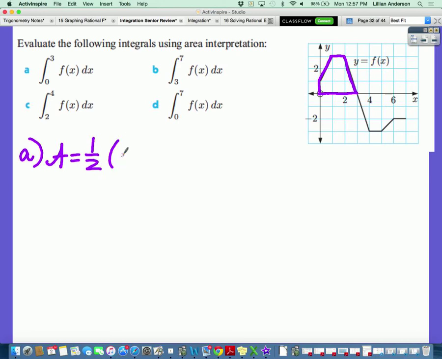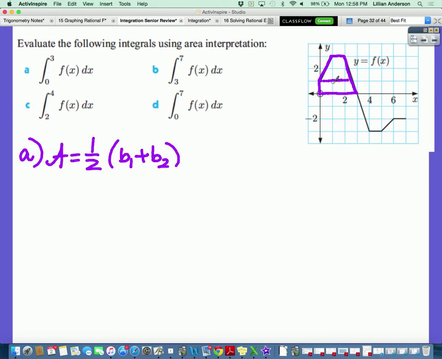One half parenthesis base 1 plus base 2. Isn't that a pentagon? No, it's a quad. It's a 1, 2, 3, 4. That's two bases. Ooh, it does have 2 bases. Good point. Well, one of them is a trapezoid. Actually, 2 trapezoids. Does everybody see that?